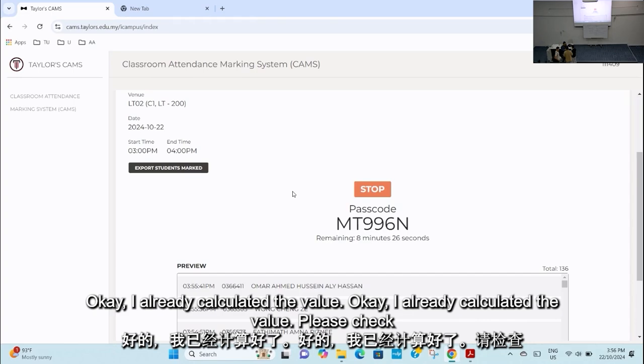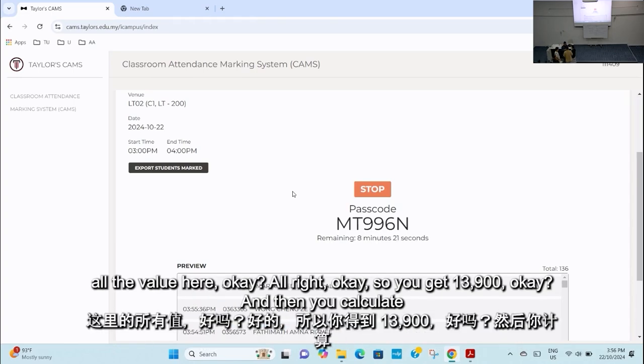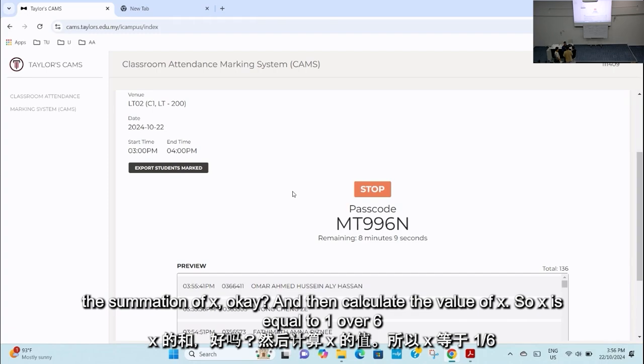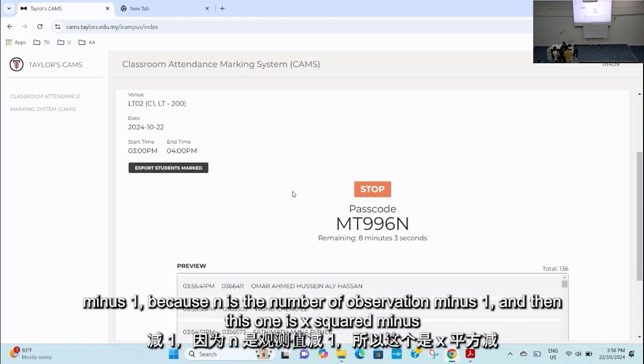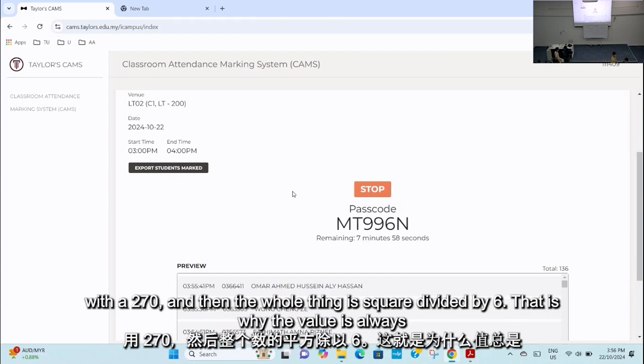Okay, I already calculated the value. Please check all the values here. You get 13,900, and then you calculate the summation of x, and then calculate the value of s. So s is equal to 1 over 6 minus 1, because n is the number of observations, minus 1, and then this one is the x square minus 270, and then the whole thing squared, divided by 6. That is why the value is always different.